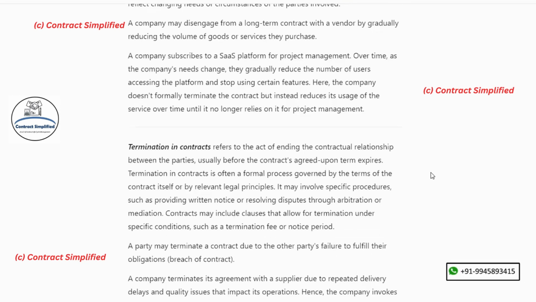Consider a company that subscribes to a SaaS platform for project management. Over time, as the company's needs change, they gradually reduce the number of users accessing the platform and stop using certain features. Here, the company doesn't formally terminate the contract, but instead reduces its usage of the service over time until it no longer relies on it for project management.